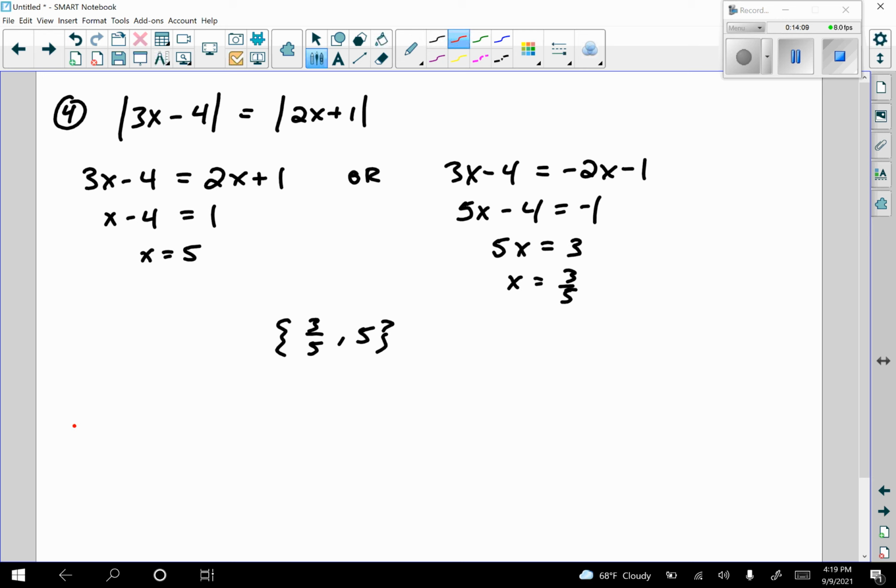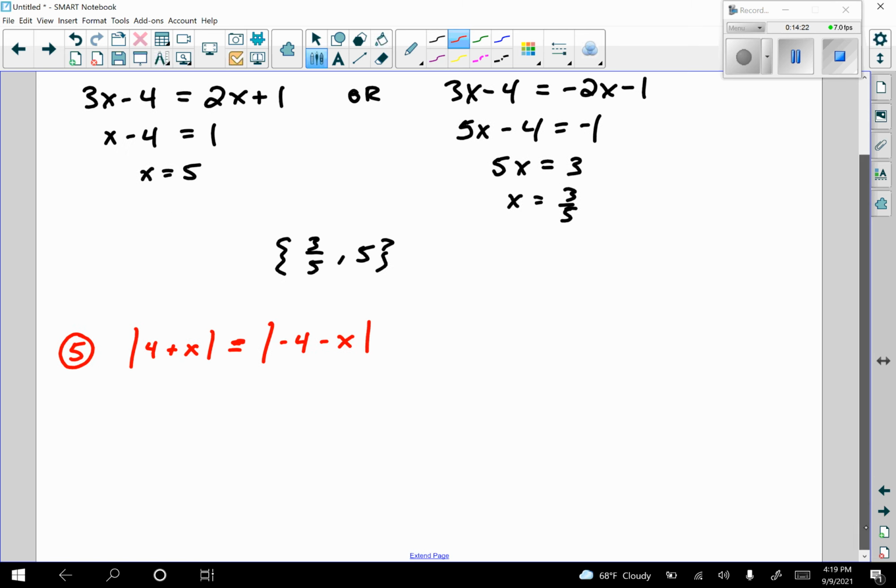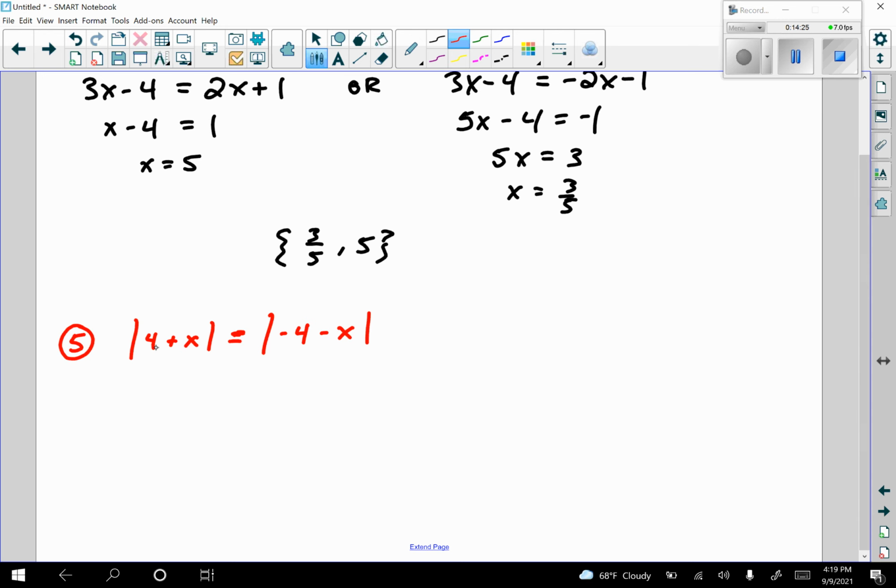So let's try one more like this. Here we have absolute value of 4 plus x is going to equal absolute value of negative 4 minus x. And let's do the same process here. So I'm going to take this 4 plus x, and it's going to equal exactly what's inside here. Or 4 plus x is going to equal the opposite of both terms that's inside, so that would become a negative 4 and a minus x.